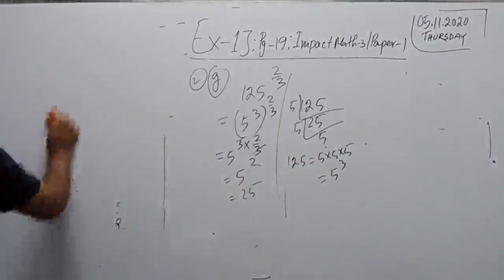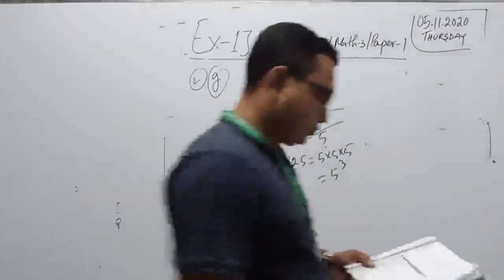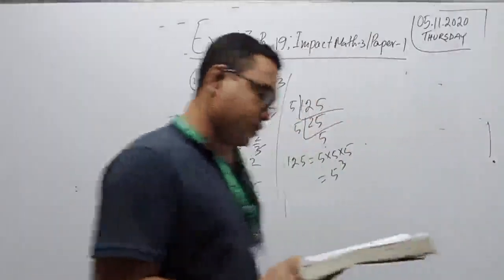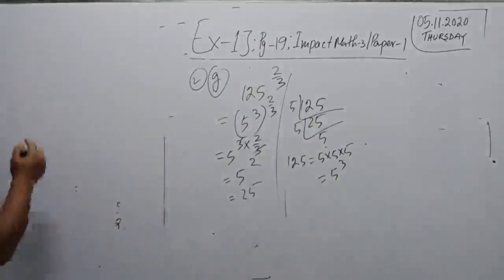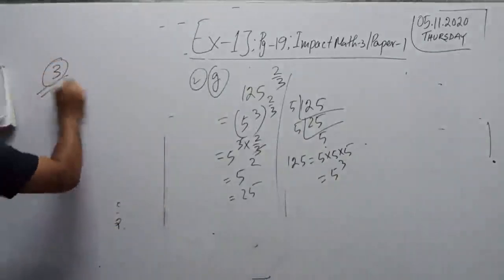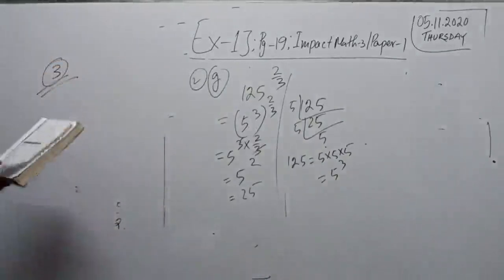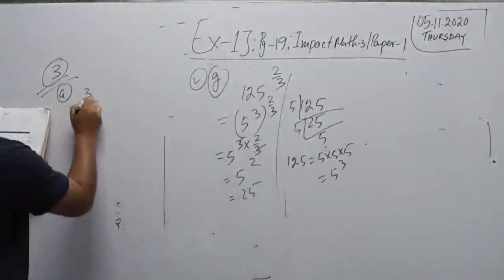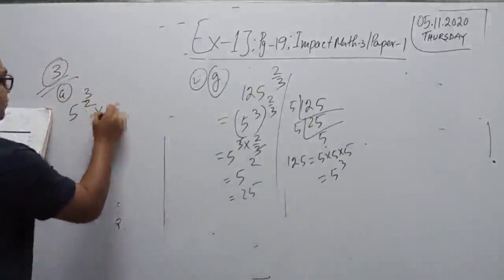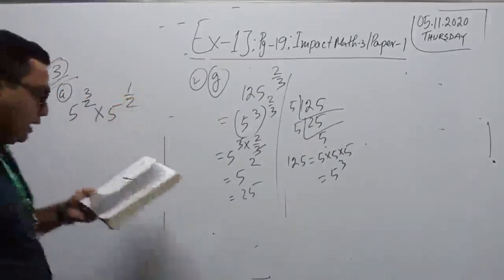Next, we'll go to number 3. I think you can solve the rest of the math of number 2. All are very simple and the same rule. Simplify, then evaluate. Number A: 5 to the power of 3 by 2 into 5 to the power of 1 by 2.